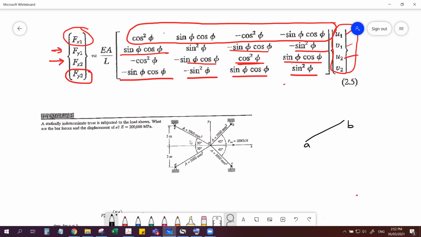We have bar AE. We have bar AC also. Ito na lang, AE, then AC. Okay. And last is AD here. AD.